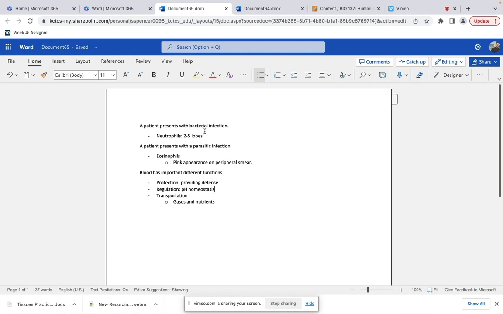In that same sense, whenever a patient presents with a parasitic infection, right? Remember, parasites have to live off the immune host. We're going to think about eosinophils. Eosinophils are going to be primarily elevated within the peripheral smear. And eosinophils are going to have a pink appearance on the peripheral smear. Again, look back at your lecture slides, be able to recognize these. Neutrophils have the appearance of 2 to 5 lobes. Eosinophils have a pink appearance.